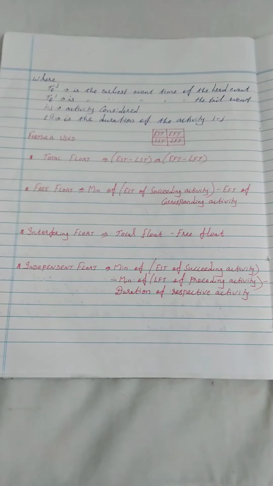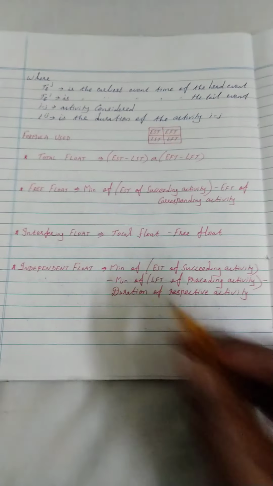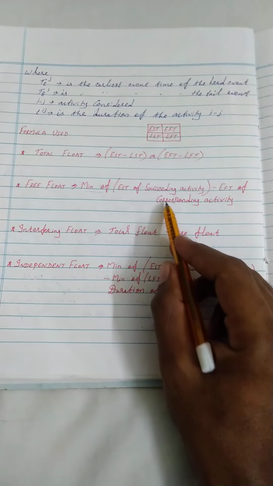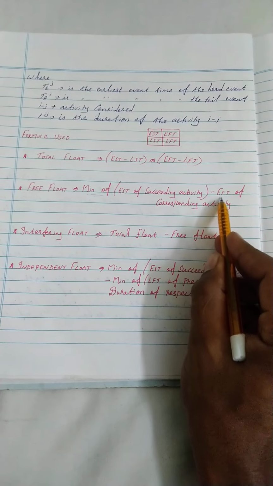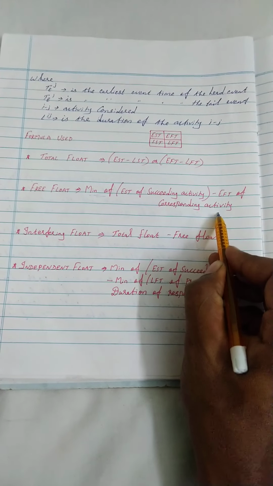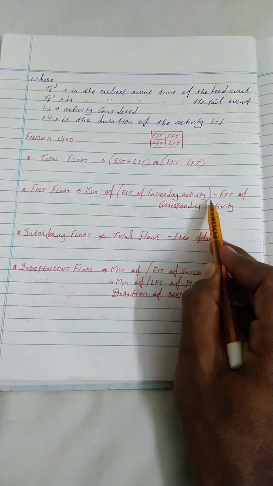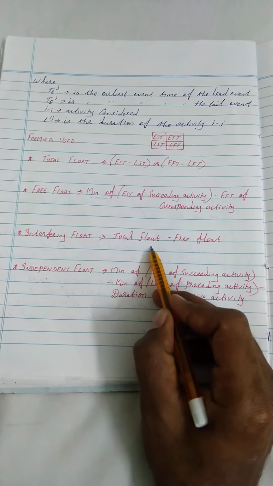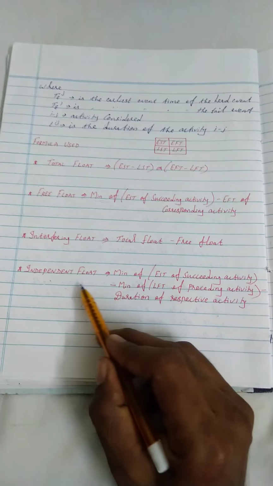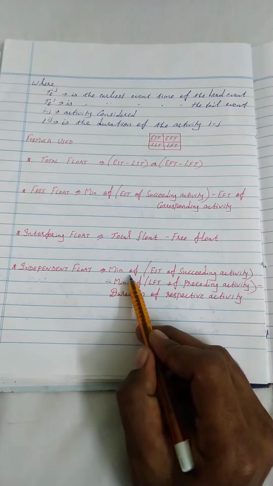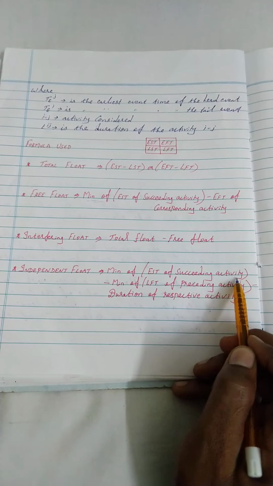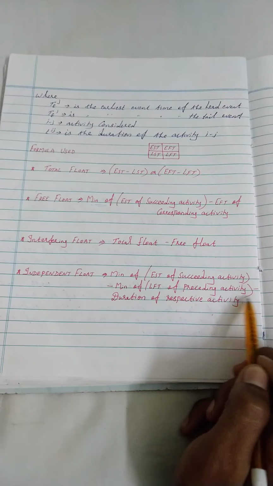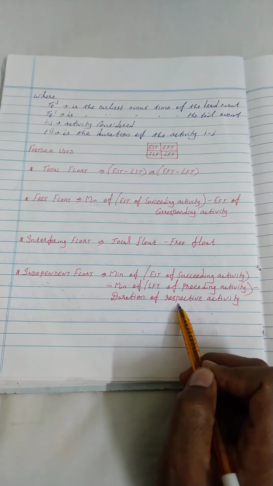And free float is the minimum of, this is the very key important thing, the minimum of EST of succeeding activity minus EFT of corresponding activity. Okay, so EST of succeeding activity minus EFT of corresponding activity. Interfering float is total float minus free float, a simple formula. And independent float is minimum of EST of succeeding activity minus minimum of LFT of preceding activity minus duration of respective activity.